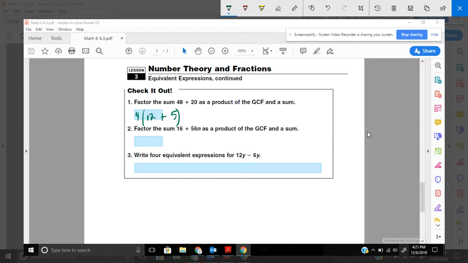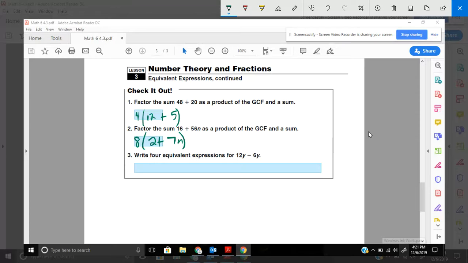Next one, factor the sum 16 plus 56n as a product of its GCF and sum. Same thing. What did you get for a greatest common factor of 16 and 56? Hopefully you came up with 8. So dividing 16 by 8, you get 2 plus, and 56n divided by 8 would be 7n.